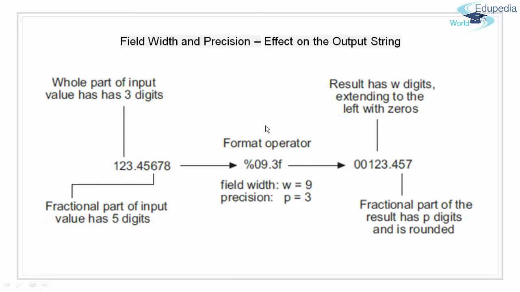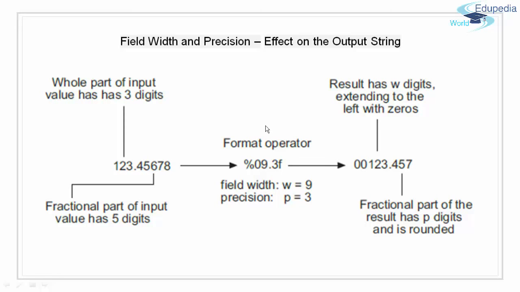Field width and precision. The figure illustrates the way in which the field width and precision settings affect the output of the string formatting functions. In this, the 0 following the percentage sign in the formatting operator means to add leading zeros to the output string rather than spaces.